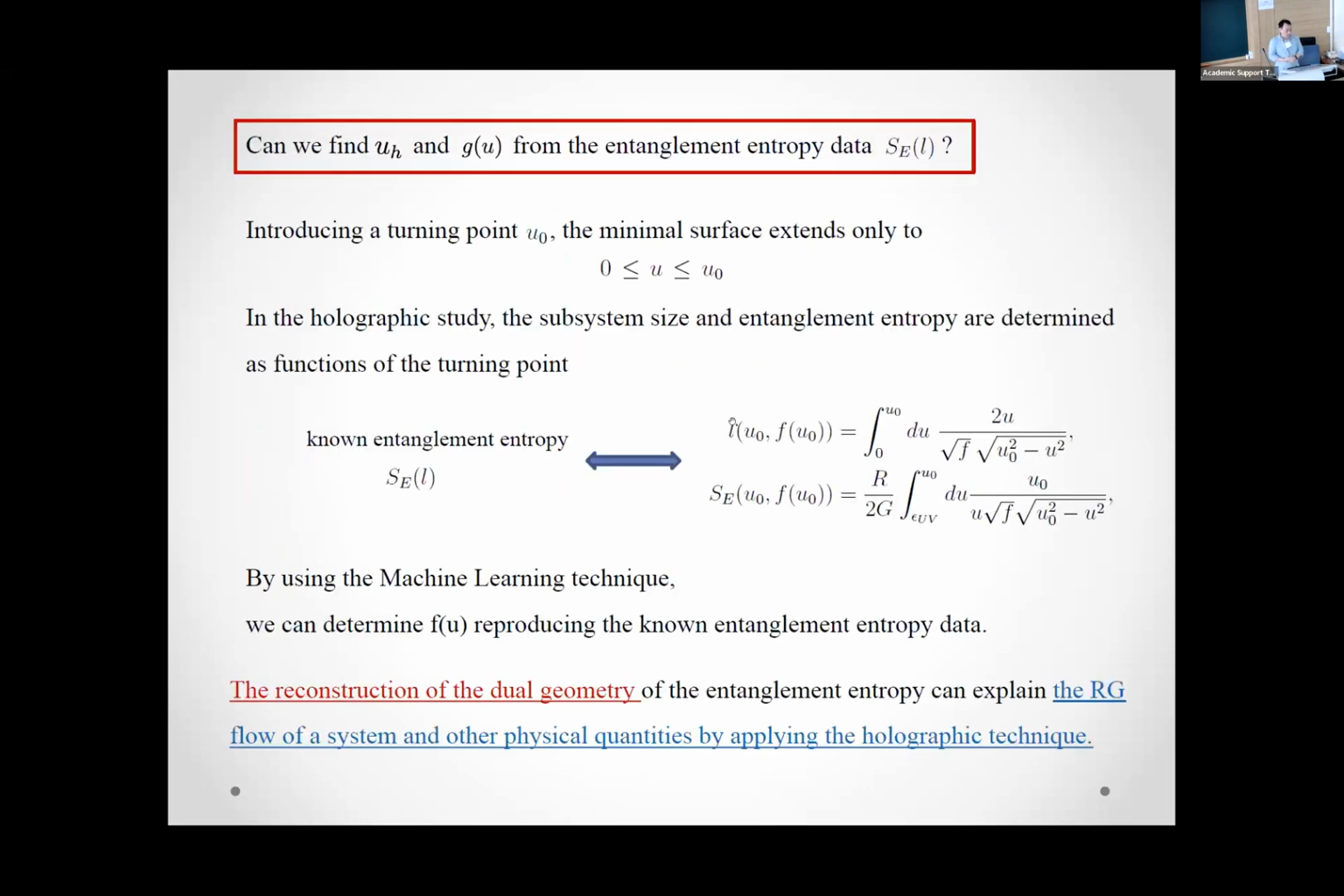Okay, how can we make this construction from the entanglement entropy data? Following the Liu and Takayanagi formula, the entanglement entropy can be determined by this form. Usually, to determine the subsystem size and entanglement entropy in a holographic setup, we need some information. We first need to know the background metric. Also, we need to know the turning point. The turning point is related to the size of the subsystem. So this is the typical form.